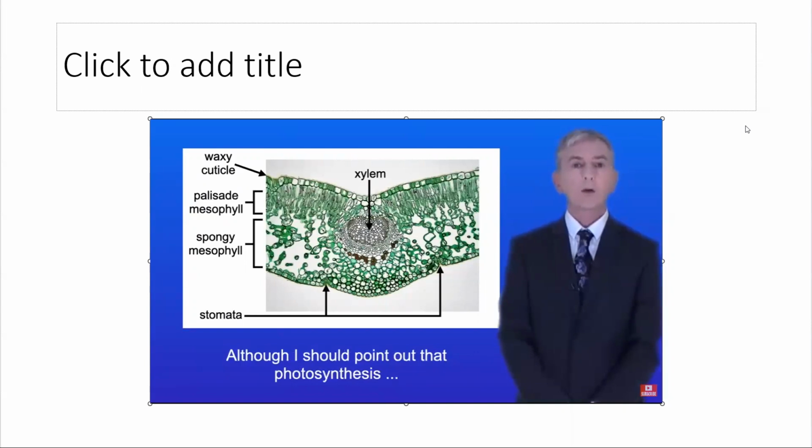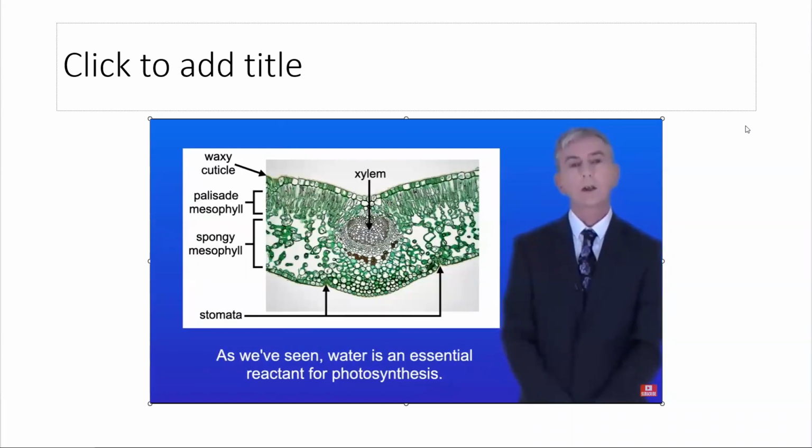Although I should point out that photosynthesis also takes place in other parts of the leaf. Water passes into the leaf through the xylem vessels in the vascular bundle. Now, the surface of the leaf is covered in a waterproof layer called the waxy cuticle, and the job of the waxy cuticle is to reduce water loss from the surface of the leaf by evaporation.